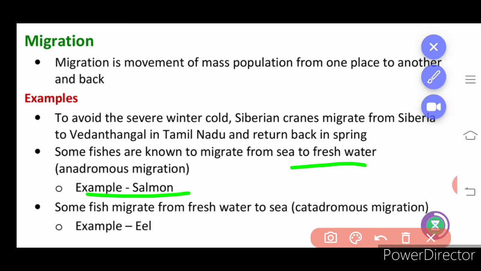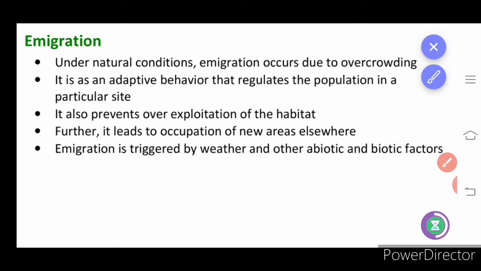Then some fishes migrate from fresh water to sea in order to reproduce, and eel is the example. Okay, so next we will have about immigration.